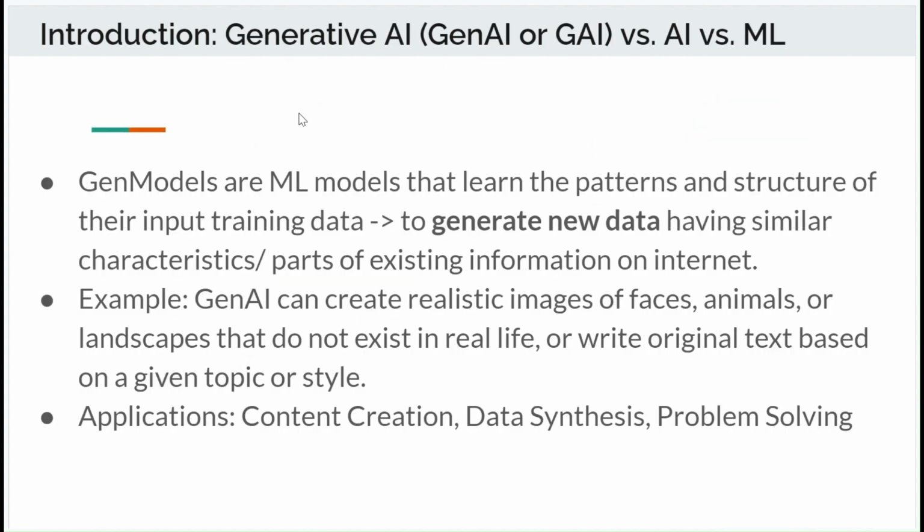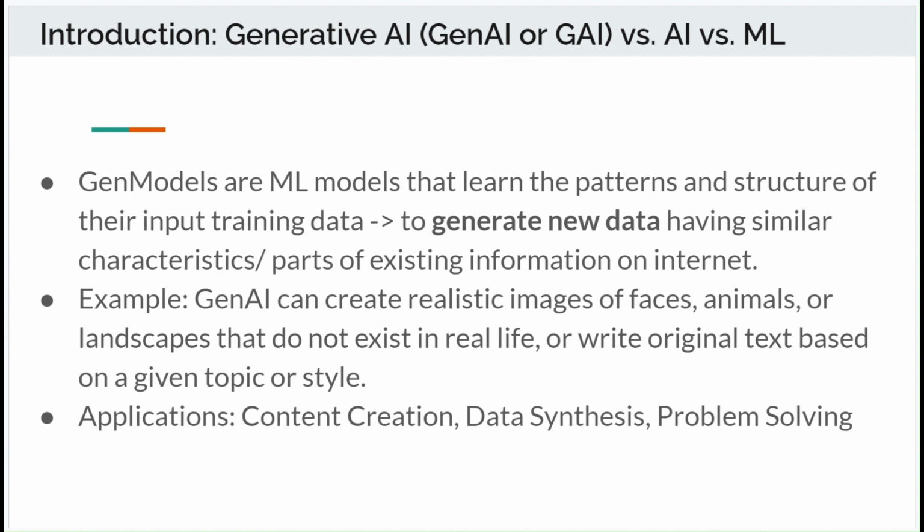So coming back to, this was a classical machine learning model. Now what is different in a generative AI or generative AI model or Gen model? Gen models are machine learning models that learn the patterns and structure of their input training data to generate new data having similar characteristics or parts of existing information on internet.